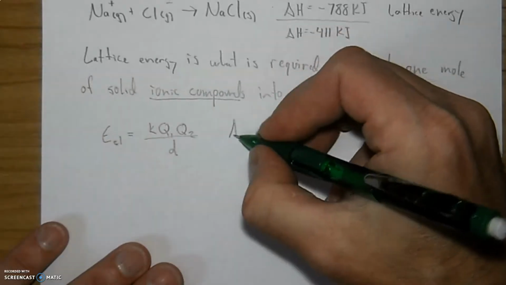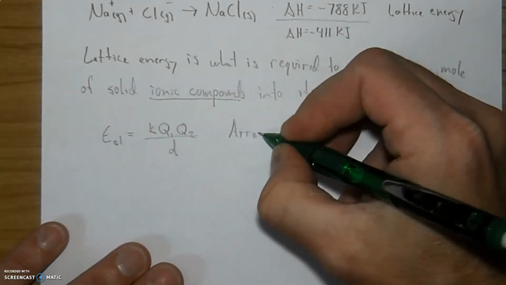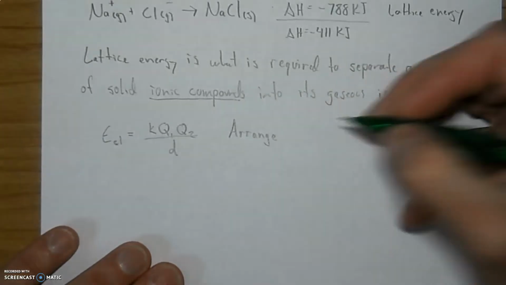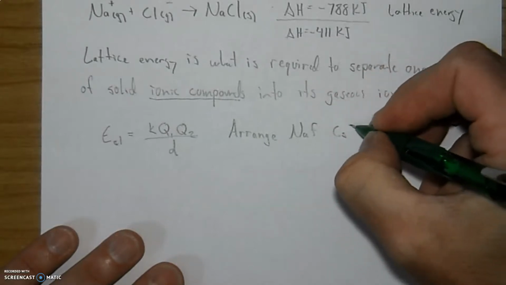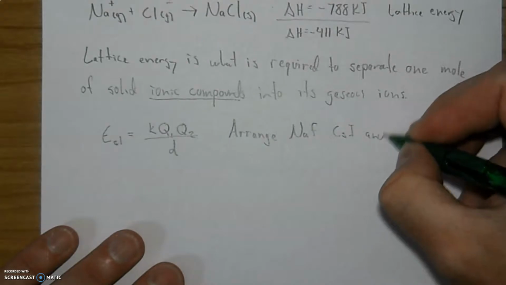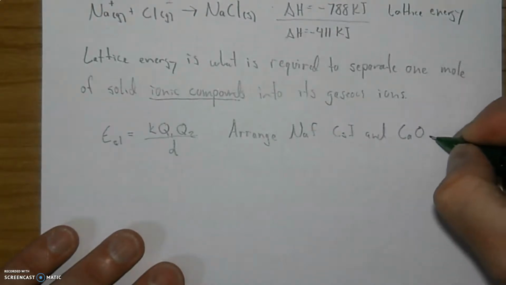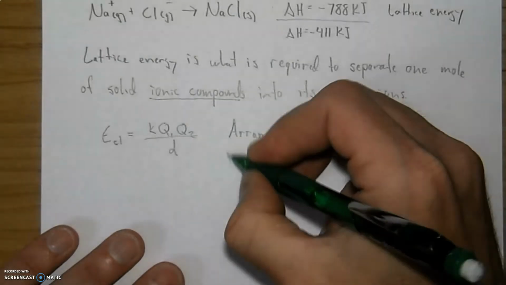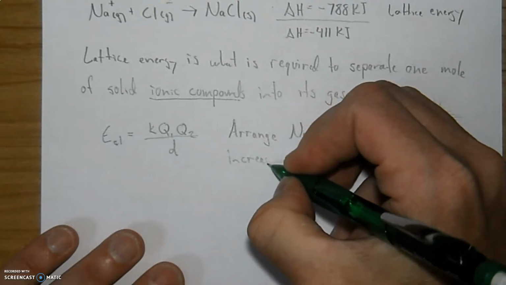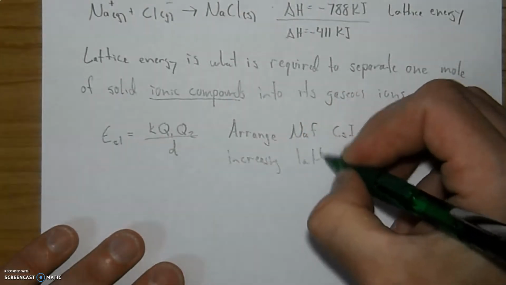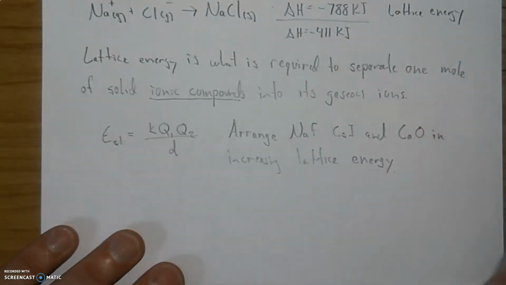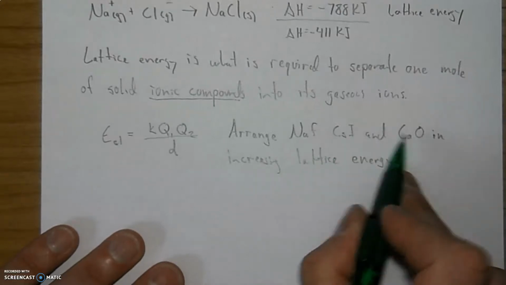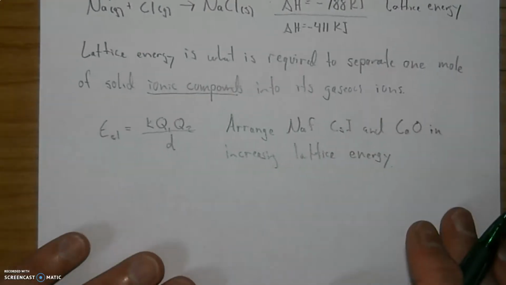So let's do a little problem question here. Arrange sodium fluoride, cesium iodide, and calcium oxide in increasing lattice energy. So you're going to arrange these 3 ionic solids, compounds, in order of increasing lattice energy. So smallest energy first.